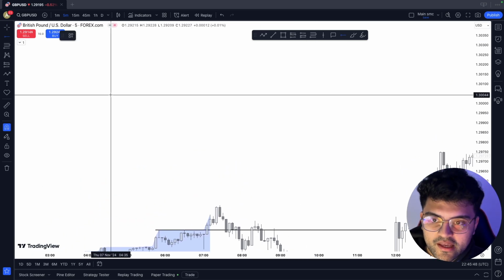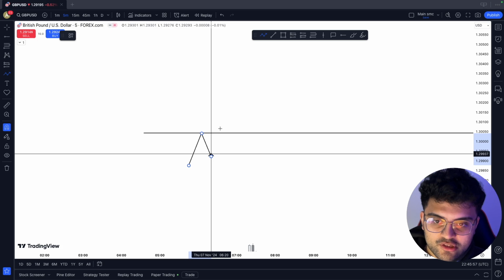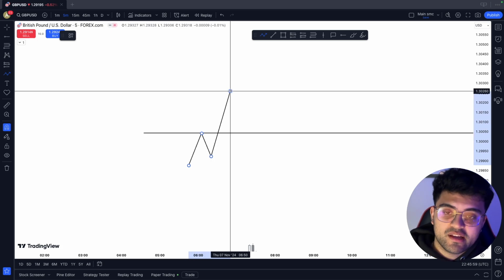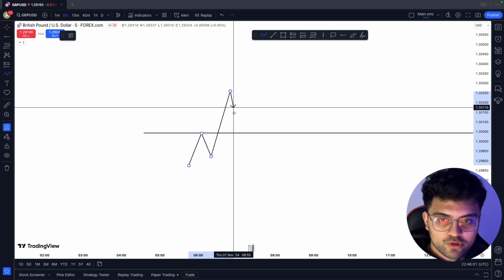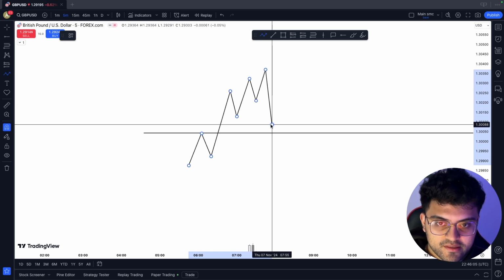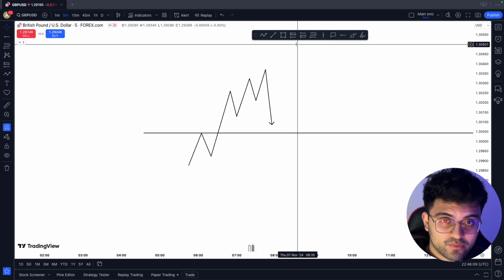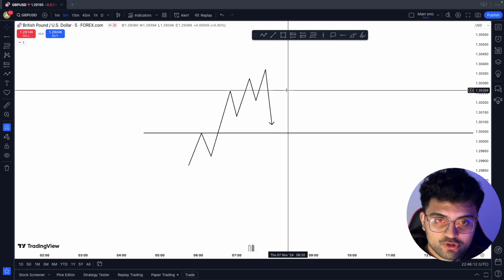We are looking for Asian high to be swept, number one. Let's imagine this is the Asian high. Now, when Asian high gets swept in our kill zone, we're going to be looking for the entry model. And for the entry model, we're going to be looking for a simple market structure shift, which would look something like this. We're going to be looking for a swing low to be broken. Remember what swing highs and swing lows were? We're going to be looking for the swing low to be broken.